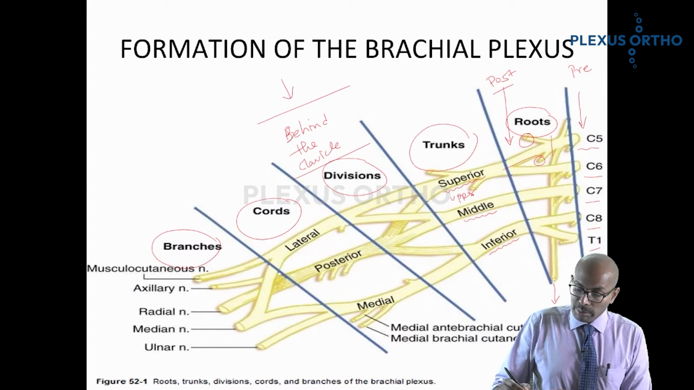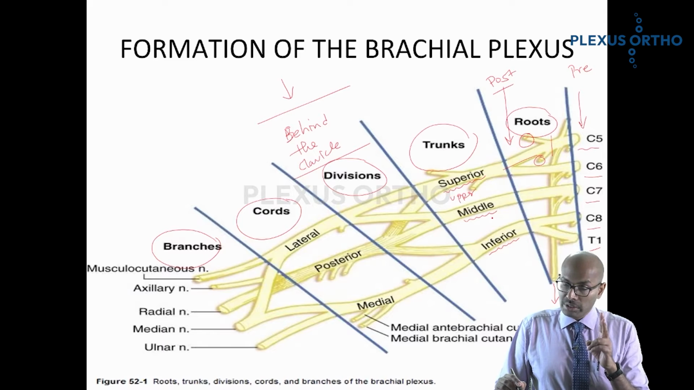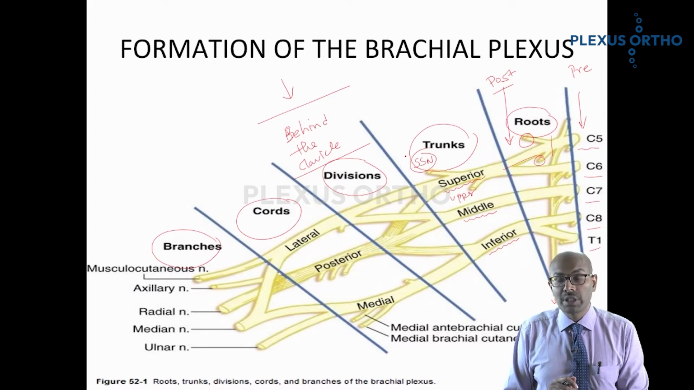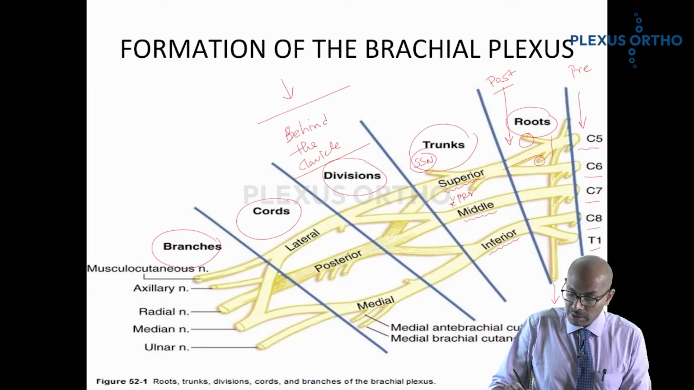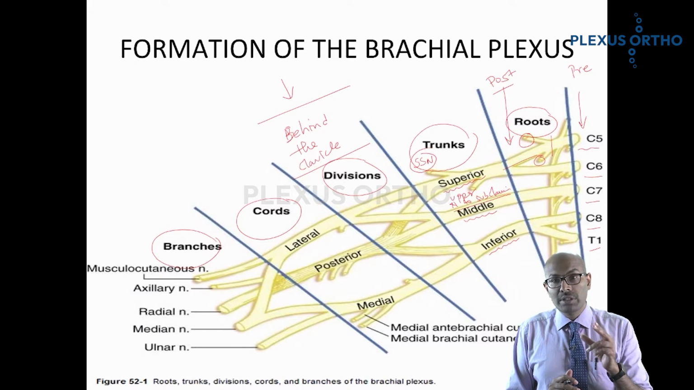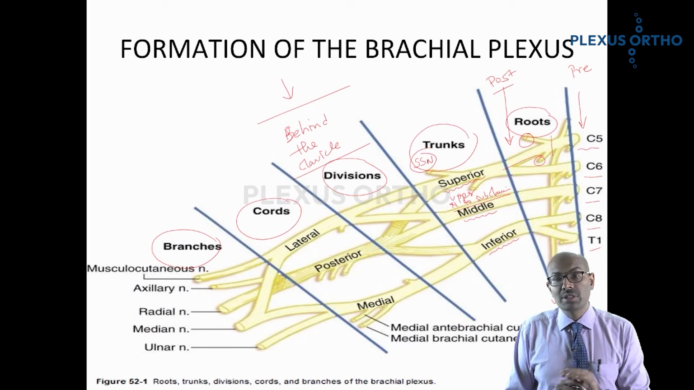The upper, middle and lower trunk have only two branches, and both the branches arise from the upper trunk. The first is the suprascapular nerve, a very important branch from the upper trunk. The second branch is the nerve to the subclavius. This is an unimportant branch, and we will not discuss it further. So there are two branches which you have to remember. One is the suprascapular nerve. The second is the nerve to the subclavius.